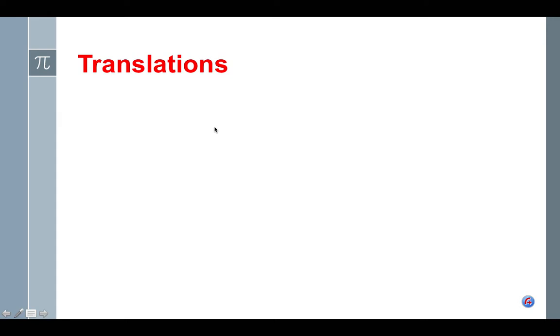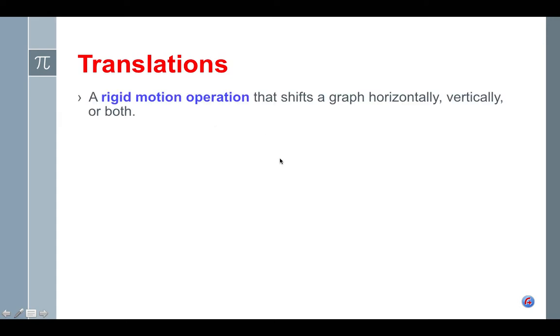We're going to look at what's called a translation, and a translation is what's called a rigid motion operation that shifts a graph horizontally, vertically, or both, which we could call diagonally because if you go up and to the right, that's a diagonal motion. The word rigid motion means the graph stays the same shape and same size.